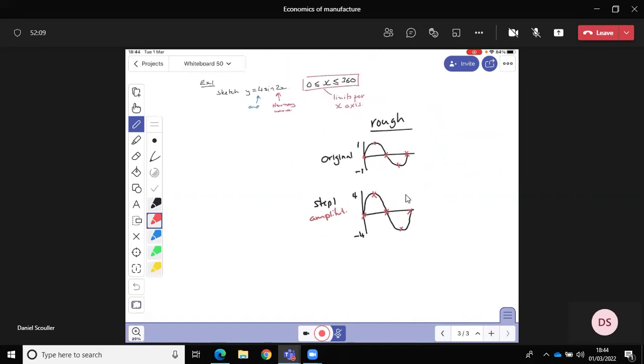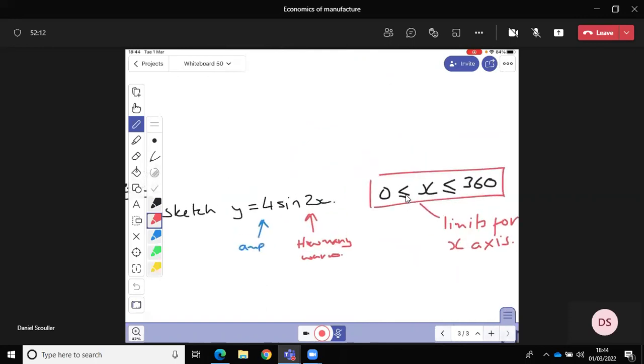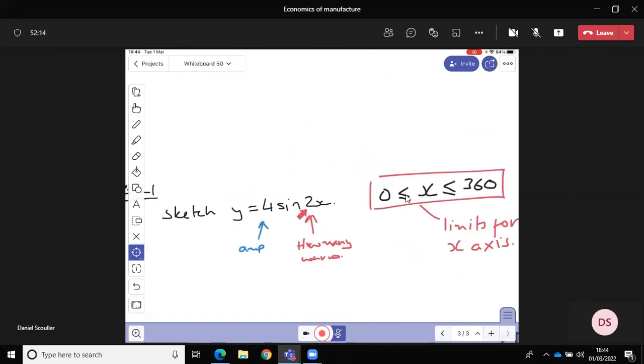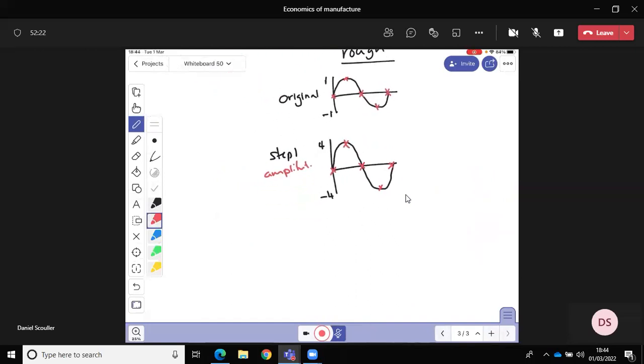Step 2, we want to take into account this 2. So there's going to be 2 full waves. Our milestones now change from 90 to 90 divided by the number of waves, so 90 divided by 2. So there's going to be a milestone every 45 degrees.